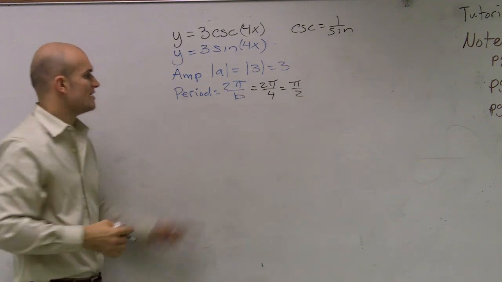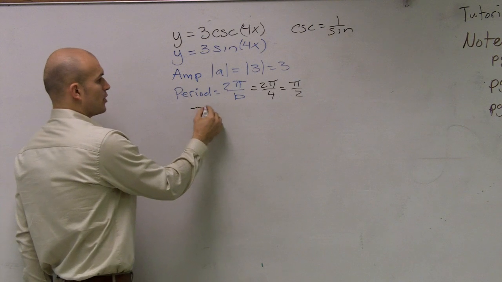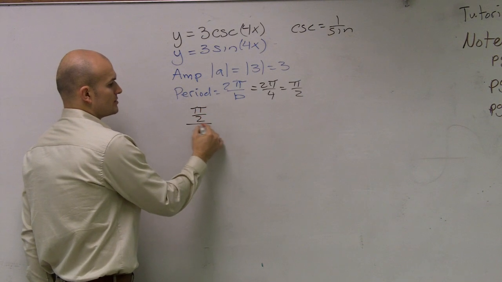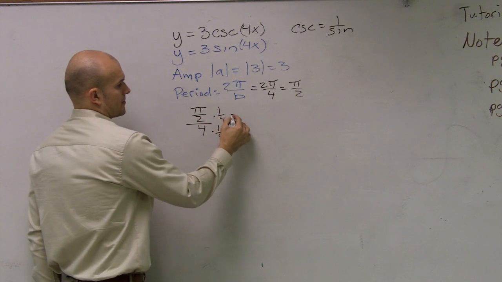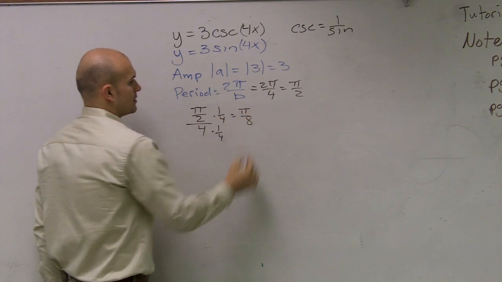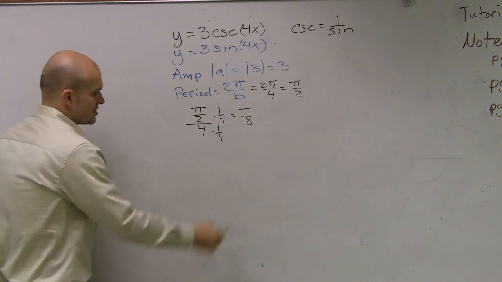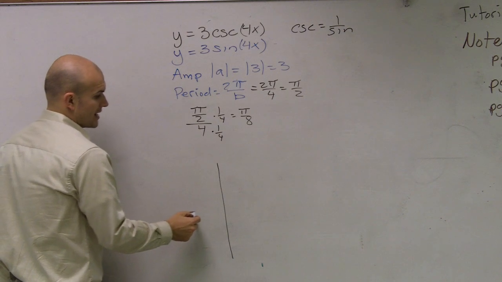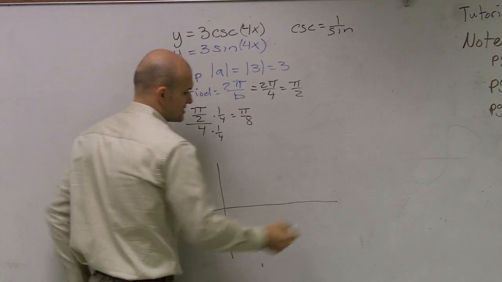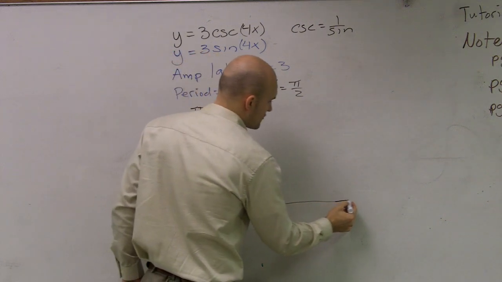So now I figured out what our period was, and I figured out what the amplitude is. Now to find our important points, I take pi over 2 divided by 4. Therefore, my important points are pi over 8. All right? So now let's start graphing the sine graph. I know our purpose is to graph the cosecant, but like I said, if we can just graph the sine, I'll show you how to transform it.